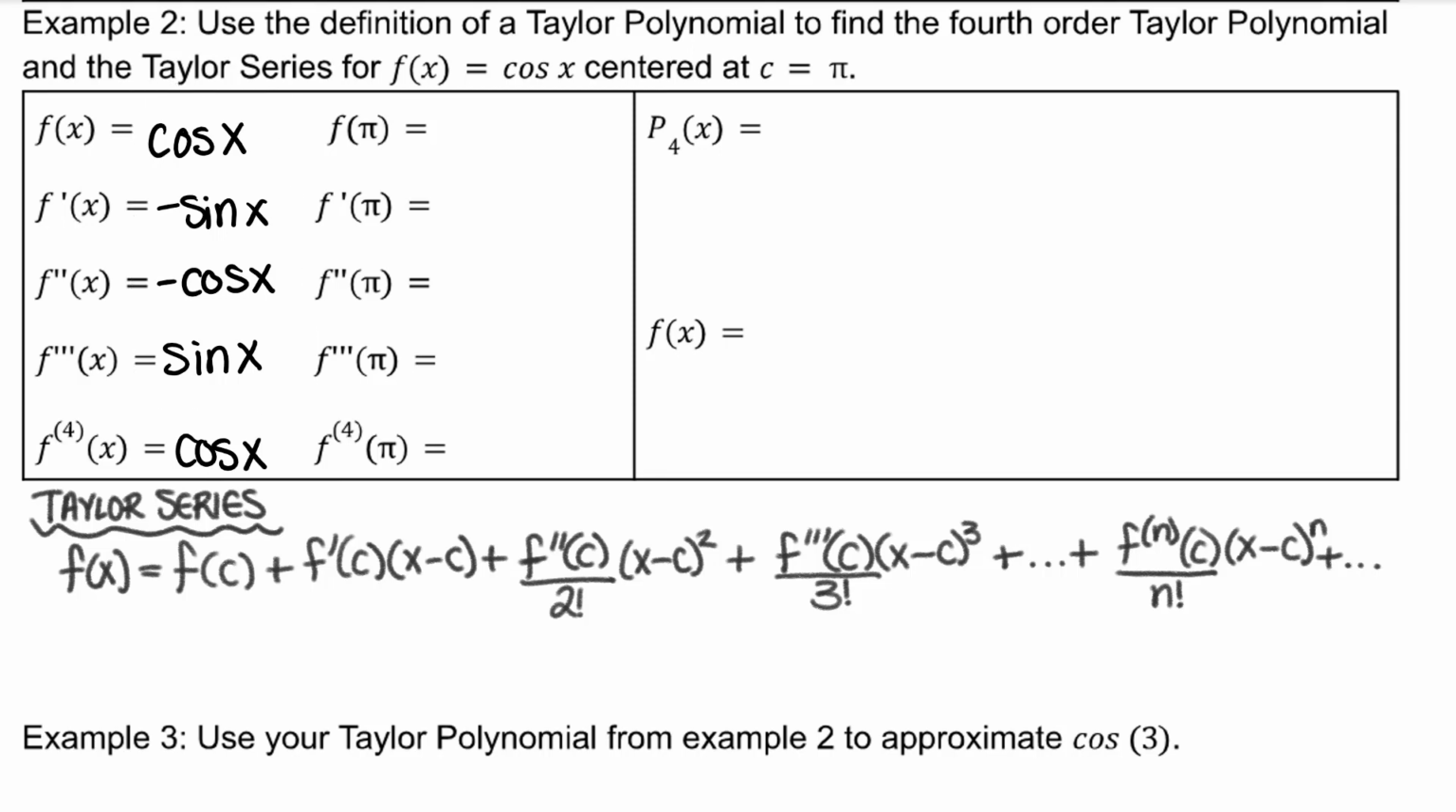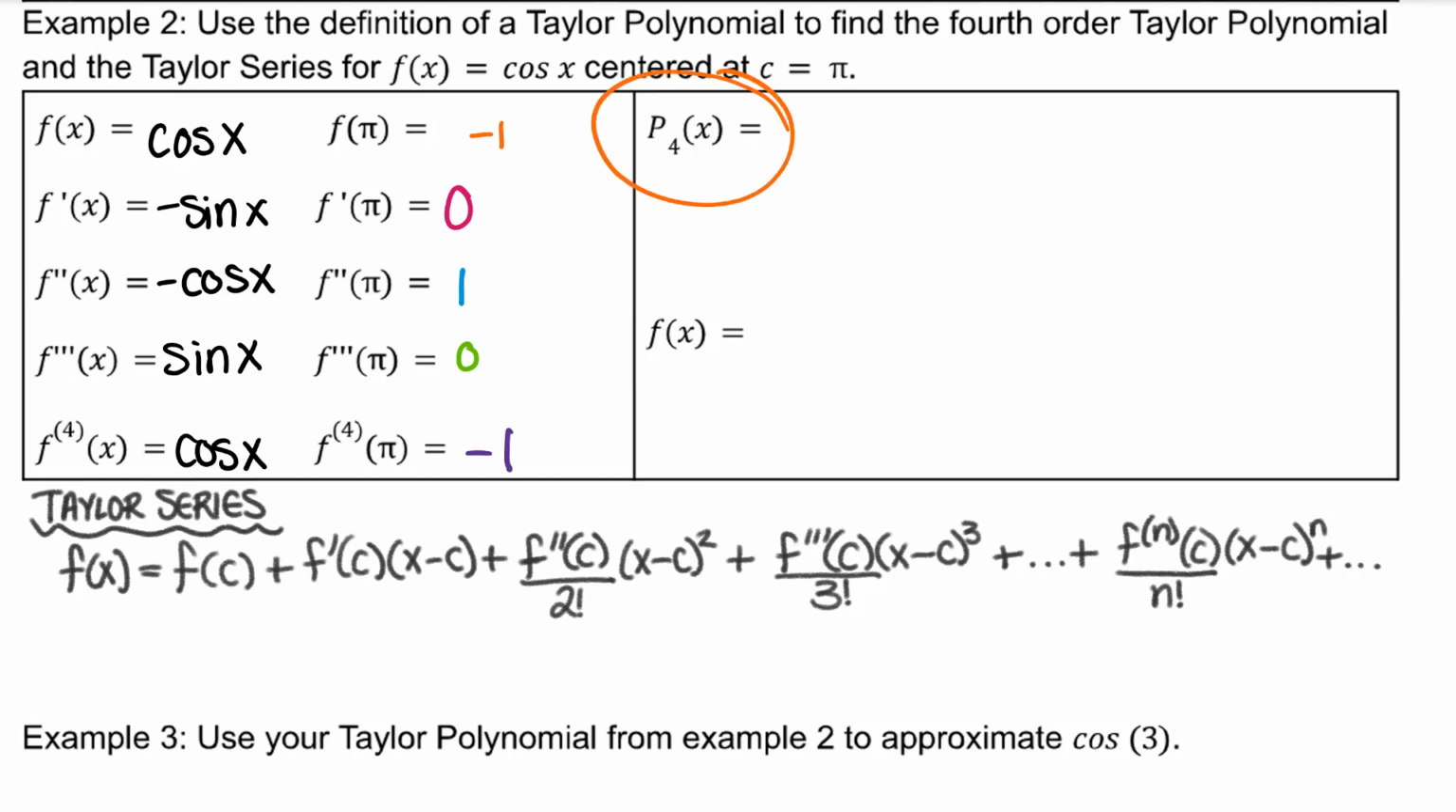Now let's evaluate each of those at pi. Cosine of pi is negative 1. Sine of pi is 0, negative 0 is 0. Negative cosine of pi would be negative 1, so positive 1. Sine of pi is 0. Cosine of pi is negative 1.